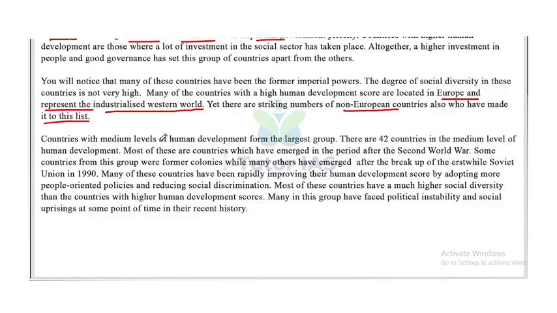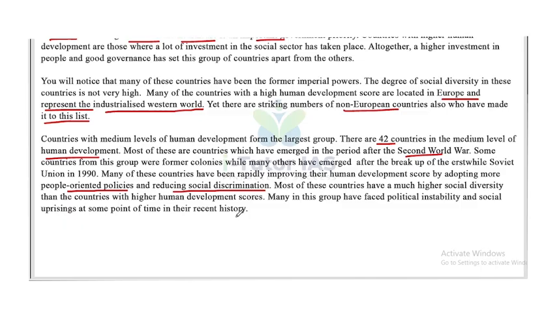Now, countries with medium levels of human development form the largest group. There are 42 countries in the medium level of human development. Most of these are countries which have emerged in the period after the Second World War. Some countries from this group were former colonies, while many others have emerged after the break-up of the Soviet Union in 1990. Many of these countries have been rapidly improving their human development score by adopting more people-oriented policies and reducing social discrimination. Most of these countries have a much higher social diversity than the countries with higher human development scores. Many in this group have faced political instability and social uprising at some point in their recent history.